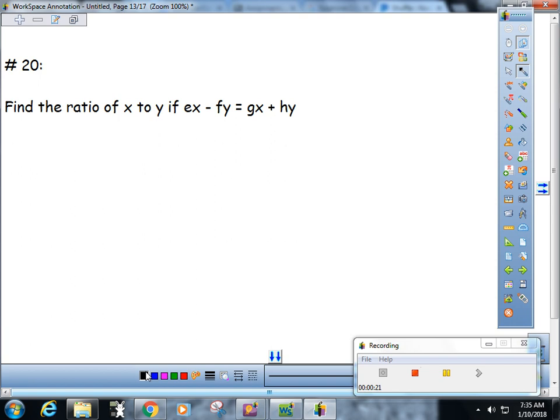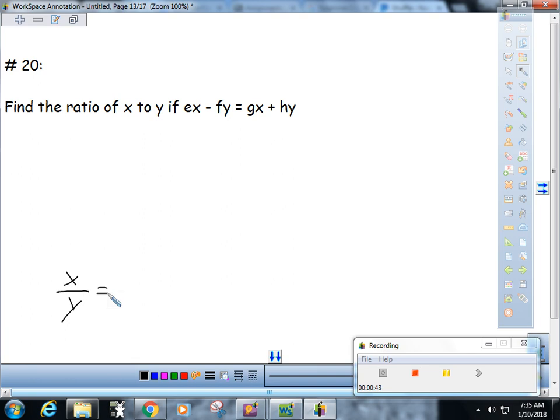All right, hey, this is just great algebra practice, and it absolutely is on your test, okay? And the directions say to find the ratio of x to y. What's another word for ratio? Fraction. So what it really means is at the end, you should have x over y equals, okay?